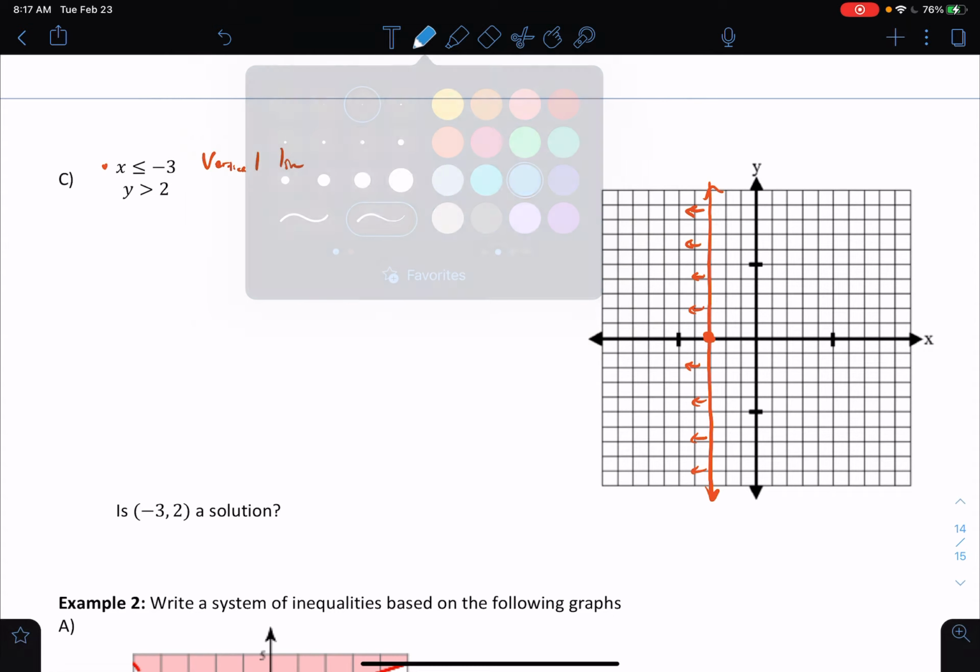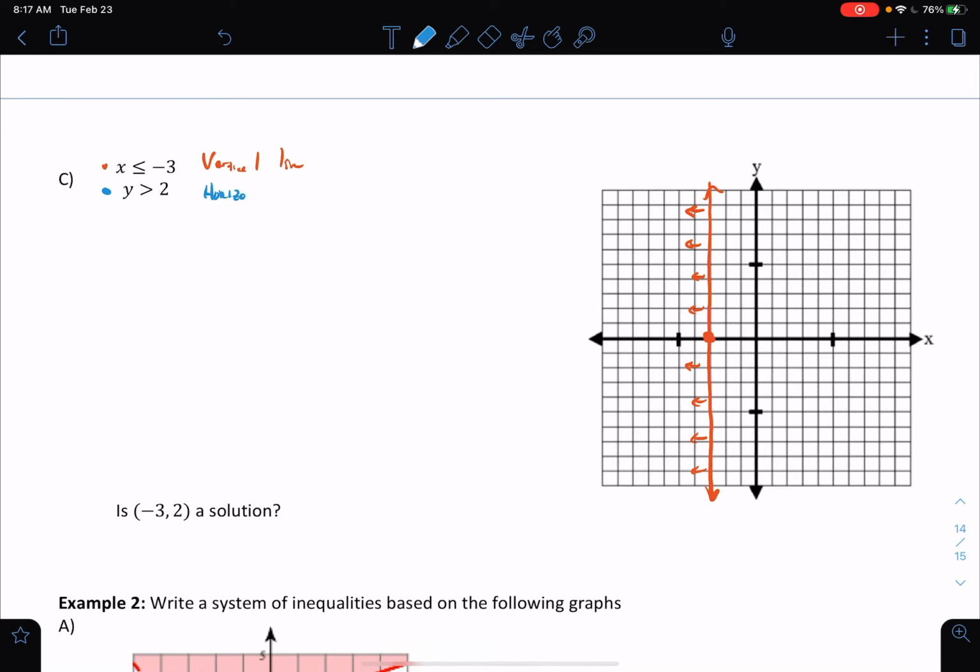And then we also have y is greater than 2. So this is going to be the horizontal line through 2. And since I don't have equality, it needs to be a dashed line, and since it's greater than, I'm going to shade above.